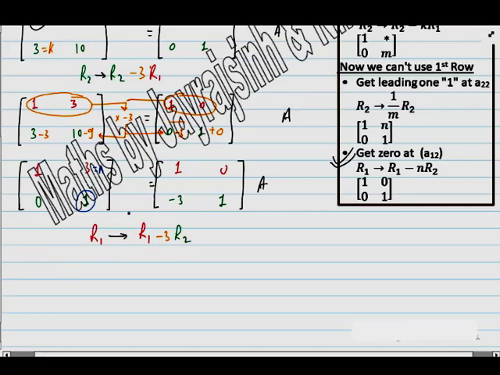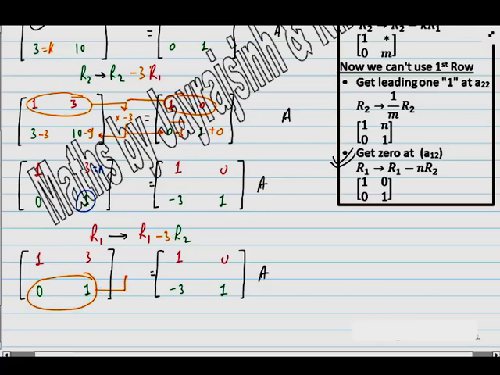We know that for doing this operation, first of all we have to write what we already have. So here we have this. Now we have to multiply minus 3 to the second row. So let's multiply minus 3 to the second row and then add to the first row. So here 0 into minus 3 will give us 0. 1 into minus 3 will give us minus 3.